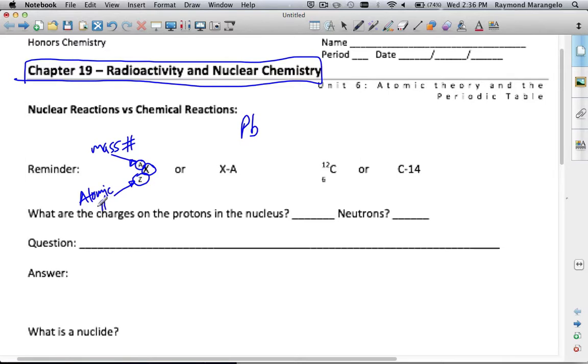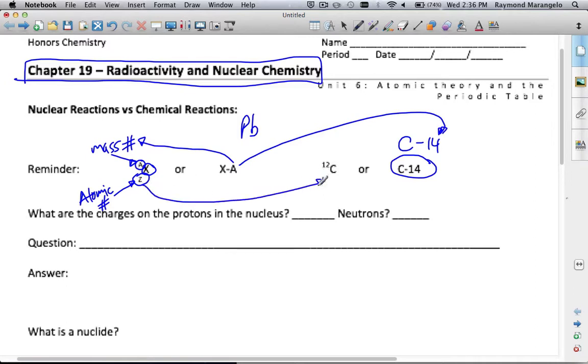Alright, atomic number. And so you can see here the mass number, there's a different way to write it with the atomic number next to the symbol. So for instance, like that, carbon 14. This is the A. Alright, and then the Z number is the atomic number, the number of protons there. So two different ways to write it.